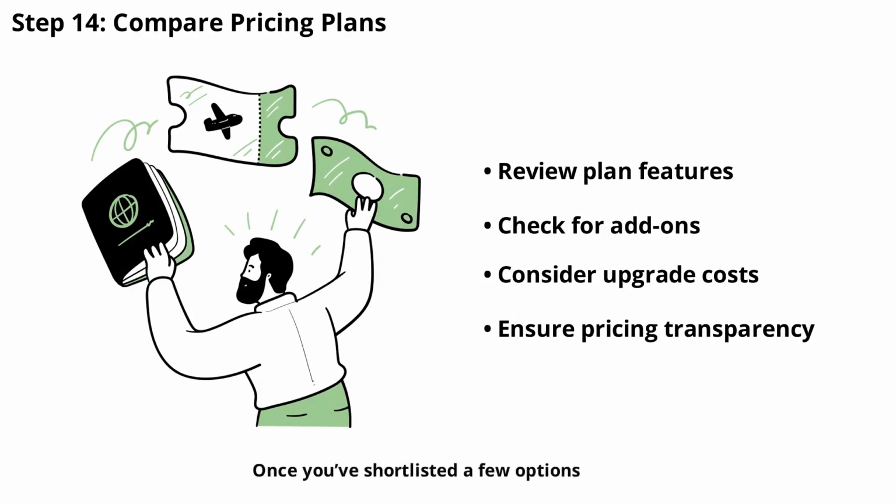Once you've shortlisted a few options, compare their pricing plans in detail. Look at what's included in each tier. Some features may only be available in higher price plans. Consider the total cost of ownership, including any add-ons or future upgrades you might need. Transparent pricing helps you avoid surprises and ensures you get the best value for your investment.